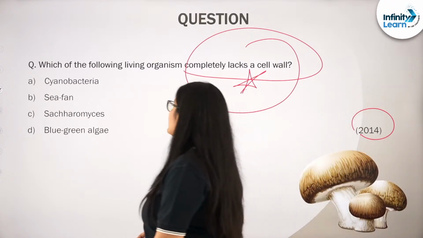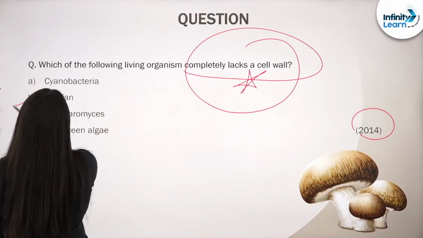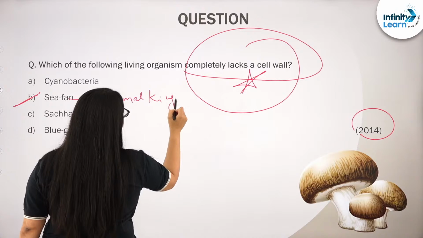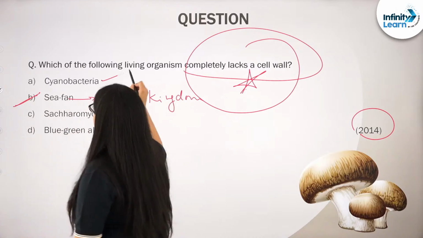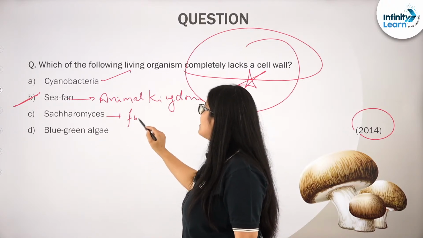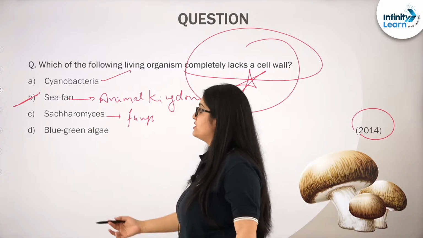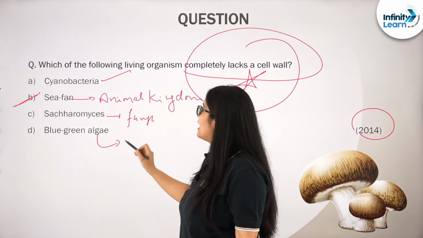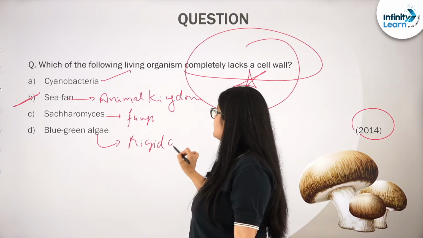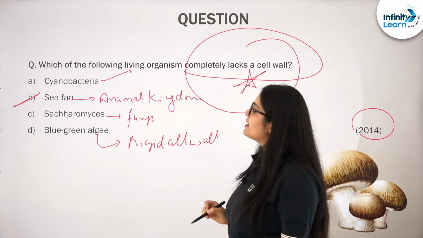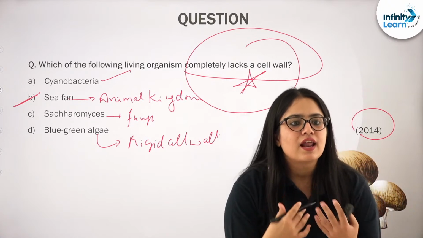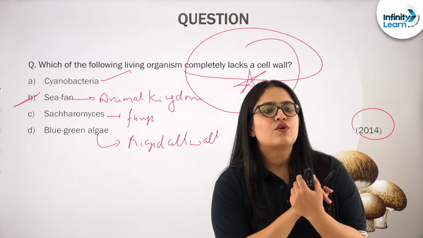A member of the animal kingdom. So sea fan. Sea fan is a member of the animal kingdom, and members of the animal kingdom lack a cell wall. Cyanobacteria is a member of Monera and it possesses a rigid cell wall. Saccharomyces is a member of fungi. It possesses a rigid cell wall containing chitin. BGA is blue-green algae. It is a cyanobacterium and it also possesses a rigid cell wall. Right my kids? I hope there is no doubt till now. If there is any doubt, I would love to address it. Please let me know in the chat box.